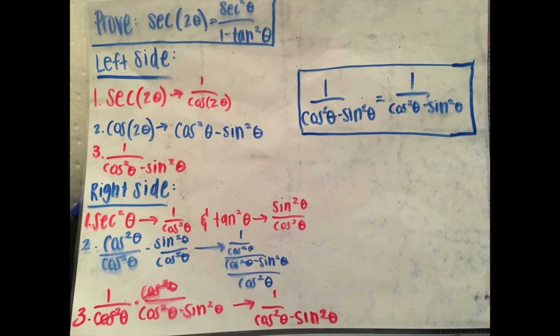Both sides of the identity ended up simplifying to 1 divided by cosine squared theta minus sine squared theta, and since they both end up simplifying to the same thing, this identity has been proven.